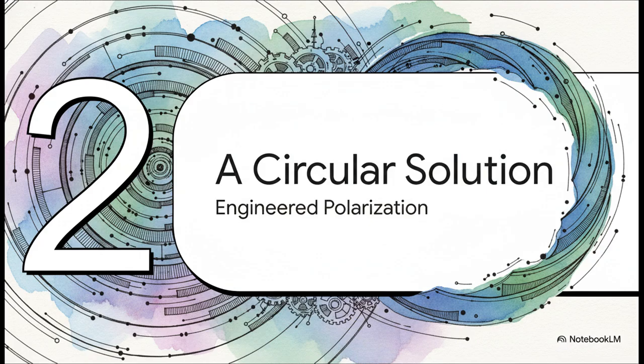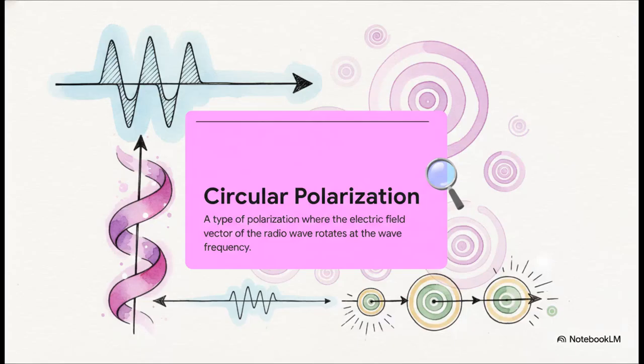Okay, so this is where things get interesting. This is where we stop thinking of polarization as just some property of a wave, and we start using it as an engineered solution. And that solution, my friends, is circular. So what is it exactly? Well, unlike your standard linear polarization, where the electric field is just going up and down or side to side, with a circularly polarized wave, the electric field vector is literally rotating. It's traveling in this corkscrew pattern. And that rotation is what gives it this unique, almost magical property.